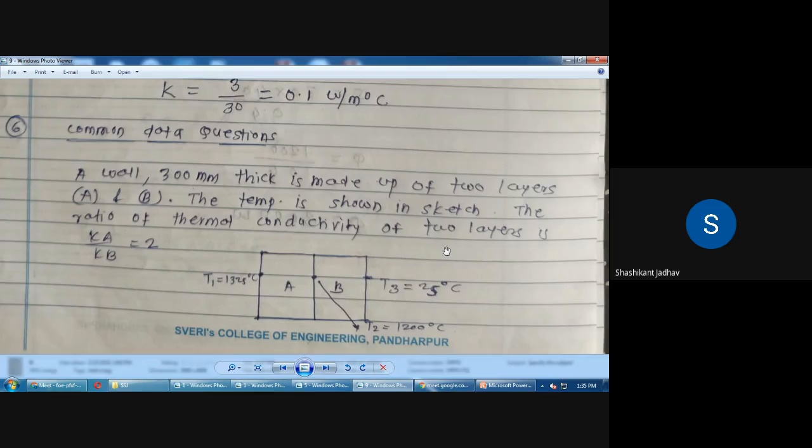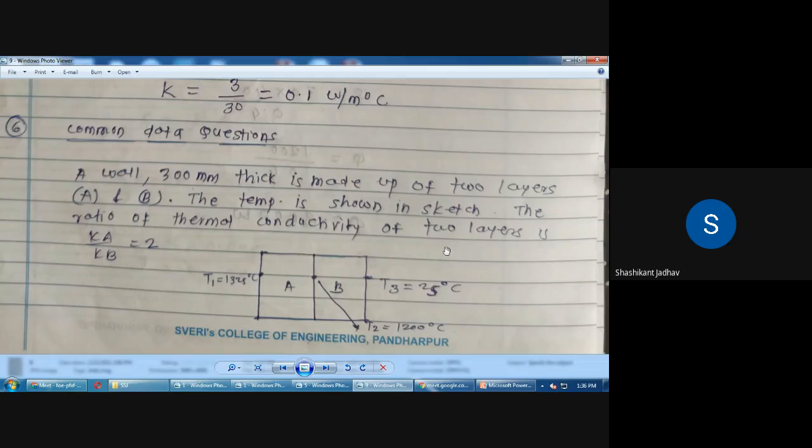The temperature is shown in the sketch. The ratio of thermal conductivity of the two layers is Ka by Kb equal to 2.